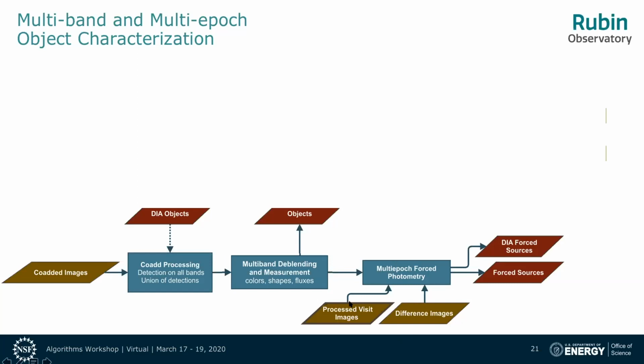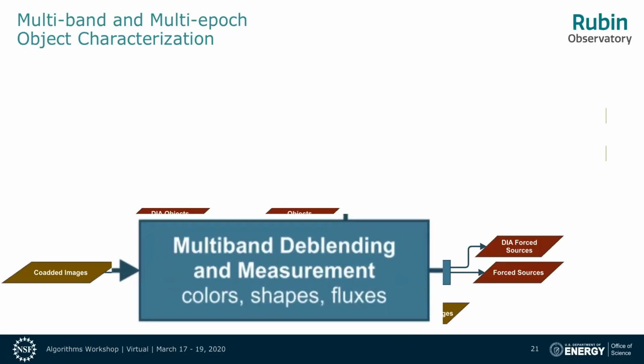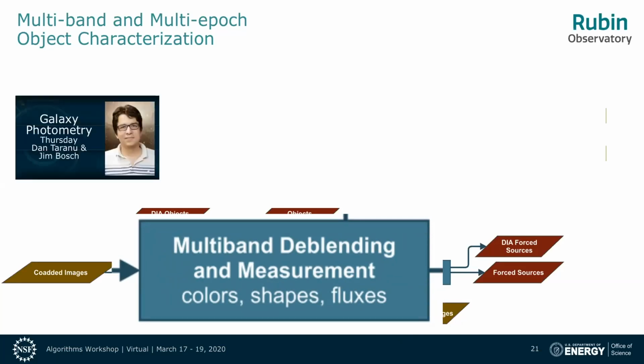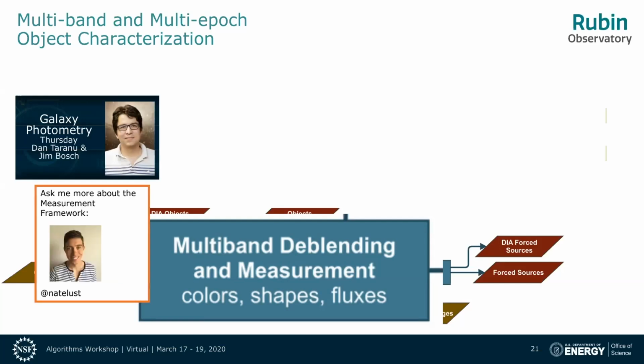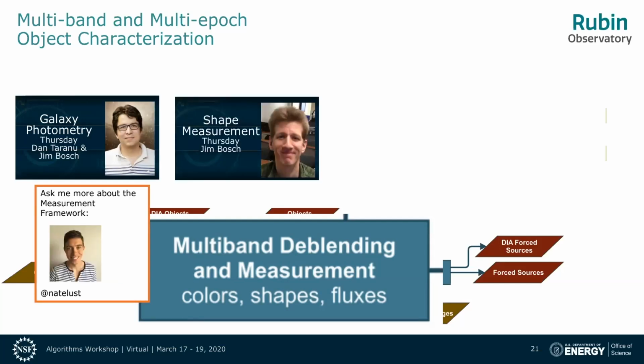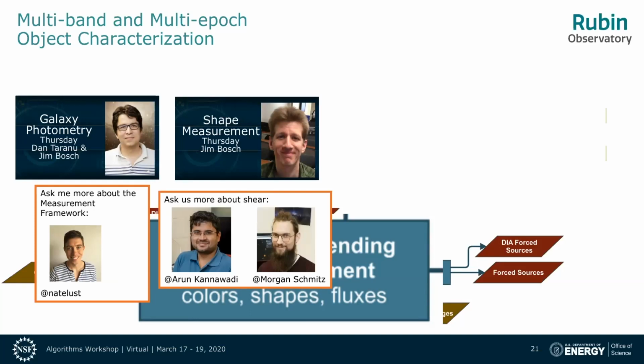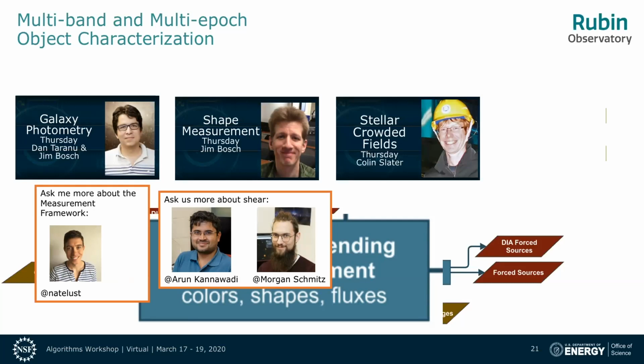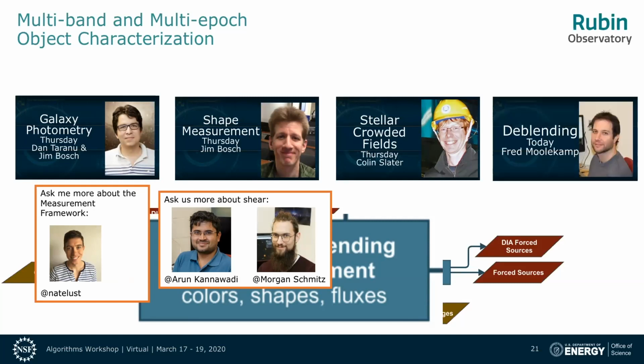All the tricky algorithmic components here are in this deblending and measurement box. On Thursday, Dan Taranu and Jim Bosch will introduce project plans for galaxy photometry. Jim Bosch will introduce project plans for shape measurement. Colin will introduce project plans for handling all of this in stellar crowded fields, where a lot of our assumptions break down. And starting the pack is a talk from Fred Moolekamp later today about deblending, which was the most highly requested topic for this meeting.